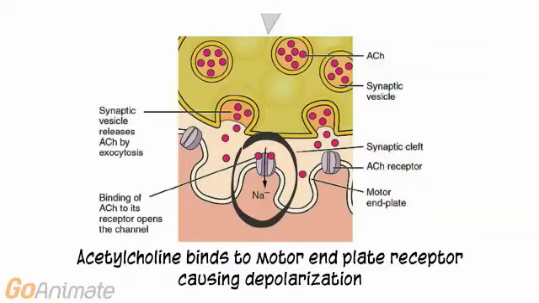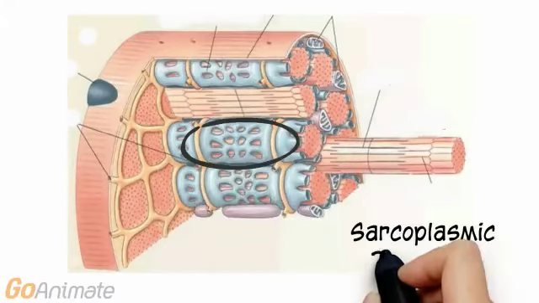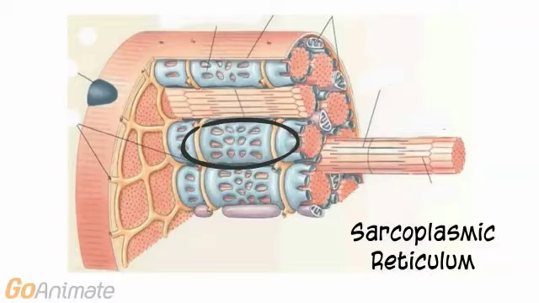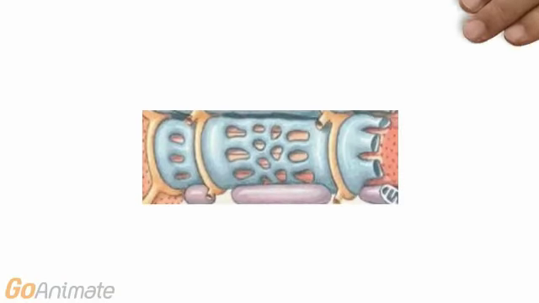It then binds to receptors. This causes sodium channels to open. Sodium flows into the motor end plate and it depolarizes. Before we go any further, we need to introduce another important structure. This is a network of membranous channels that wraps around the muscle fibers, called the sarcoplasmic reticulum.